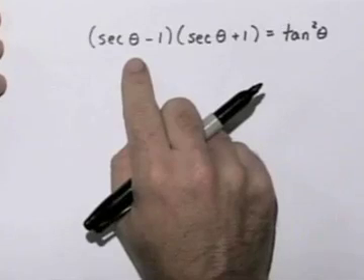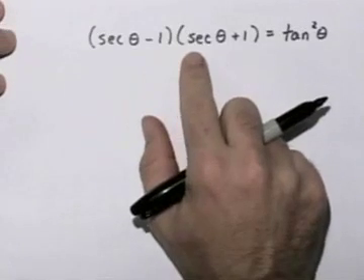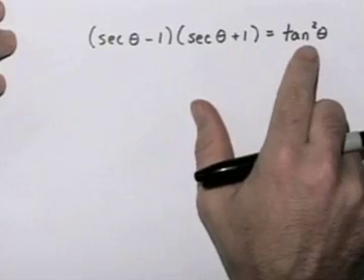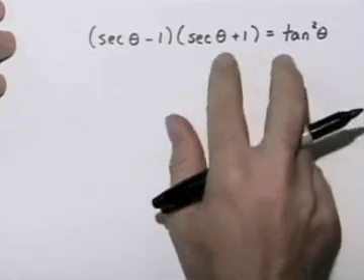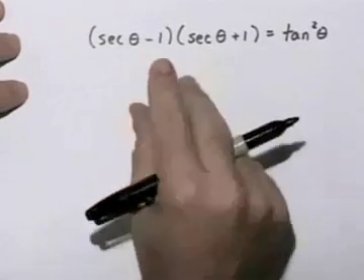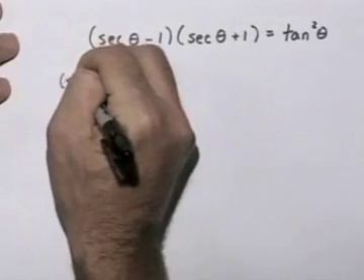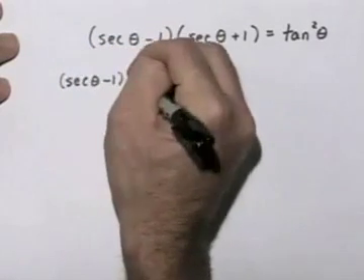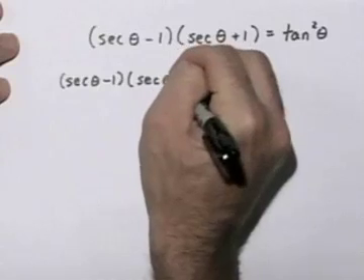We're now going to establish an identity using some algebraic manipulation. Another key thing to remember in establishing identities is that when you have a basic identity, sometimes you need to manipulate it so that you can use it to establish the existing identity. We have secant of theta minus 1 times secant of theta plus 1 equals tangent squared theta. First, we notice that the expression on the left is the more complicated expression, so I'm going to attempt to manipulate it to make it look like the expression on the right.